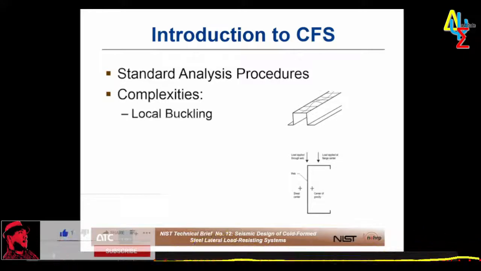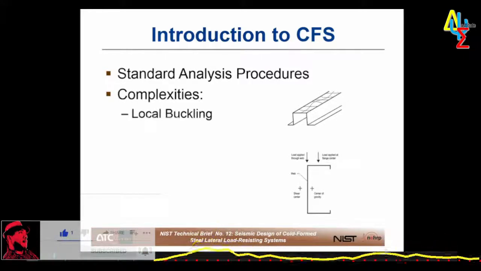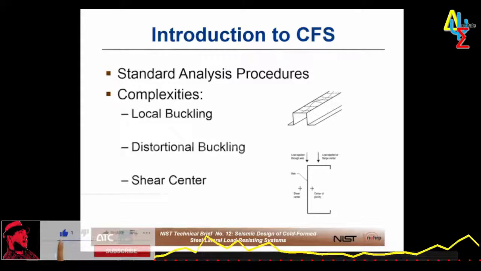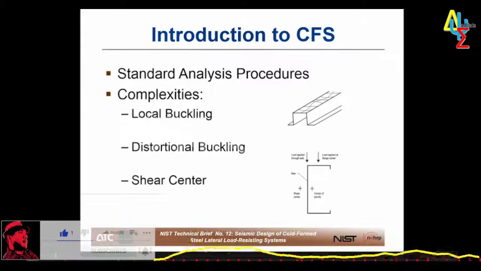In particular, complexities include local buckling, which is a buckling of a flange or a web or a stiffener plate between or beyond the corners of the shape. There's distortional buckling, which is a buckling mode where the section distorts, so the corners move relative to each other. And cold form steel lends itself to open cross sections such as C shapes, and the shear center of a C shape falls outside the section. And so the application of load along a flange, for example, you can see in the diagram at the right, can cause torsional stresses if the section is unrestrained.